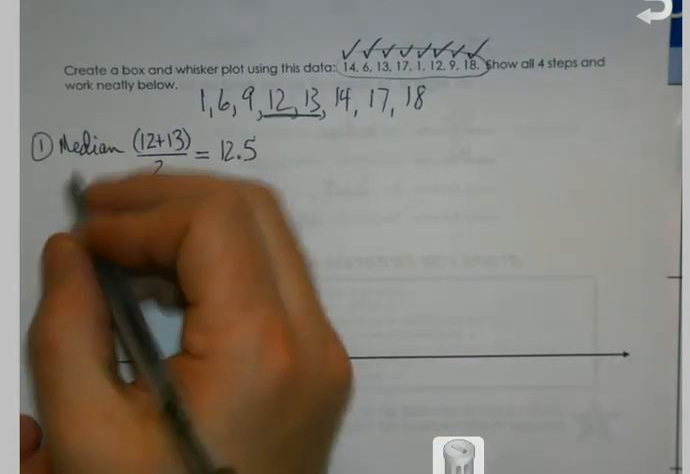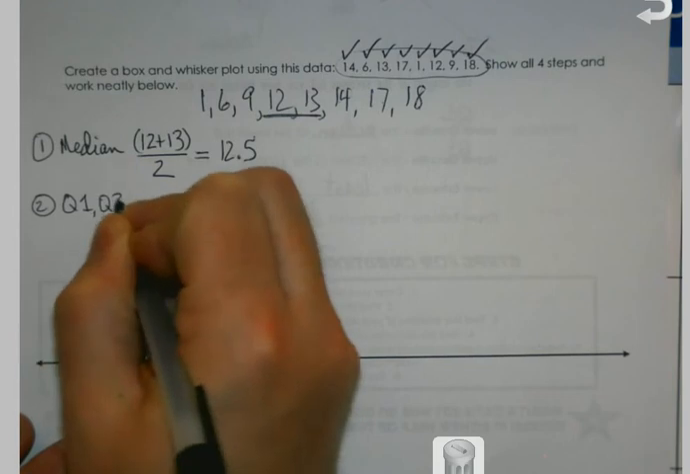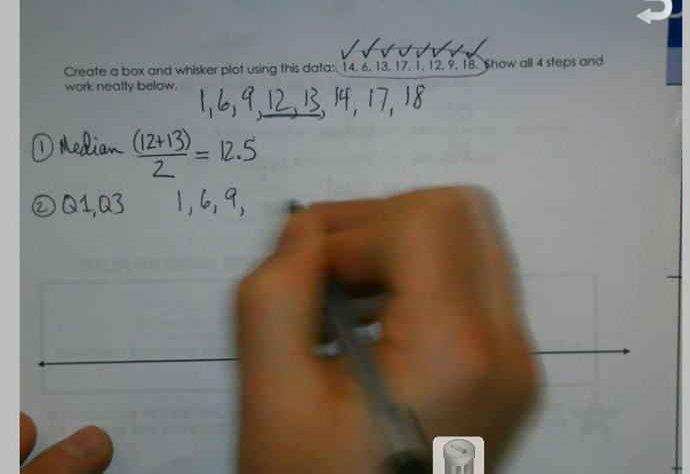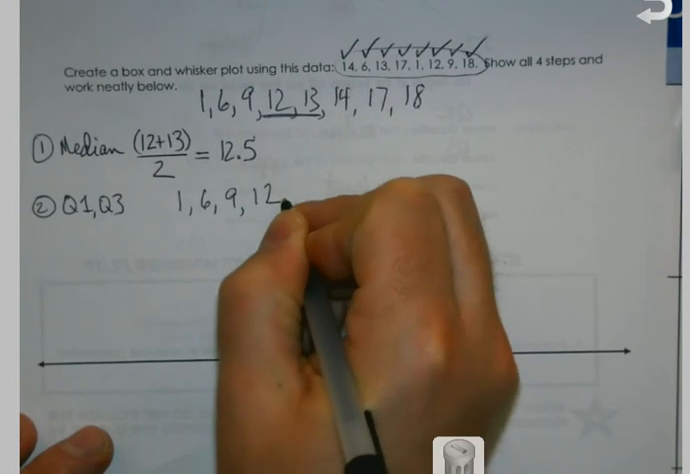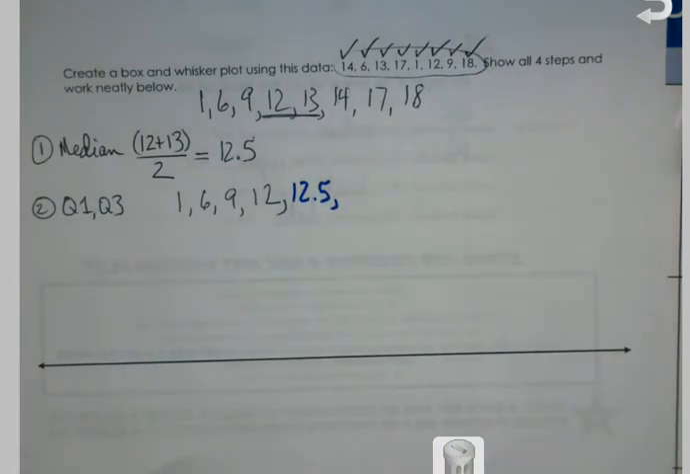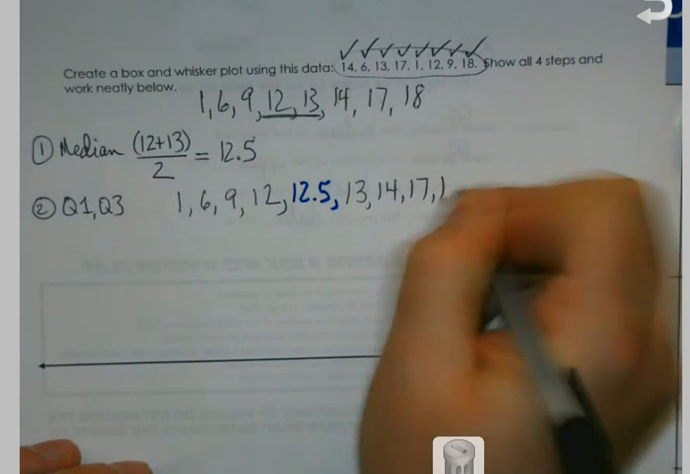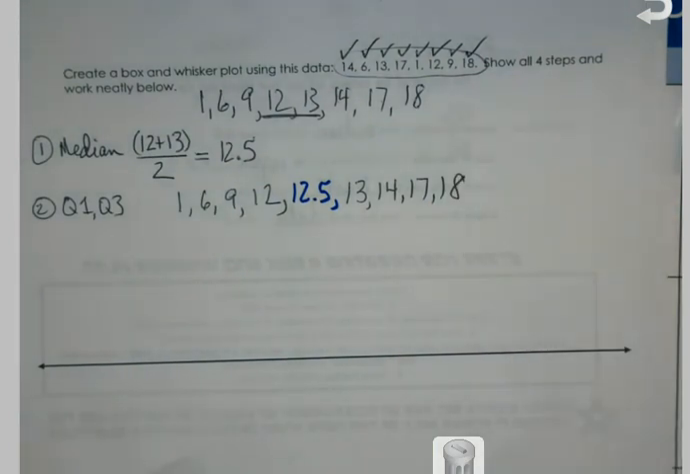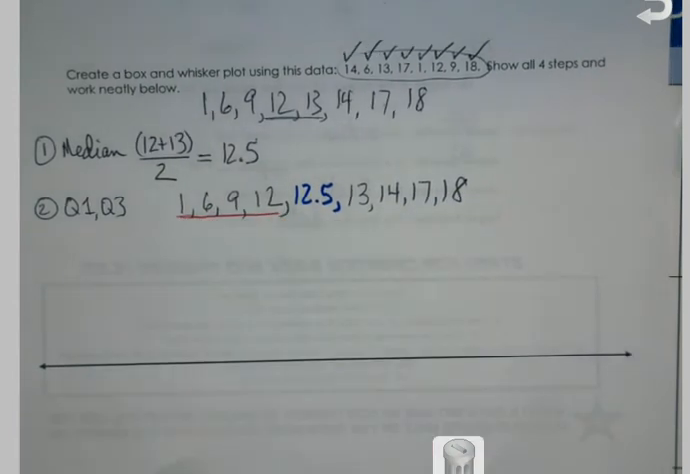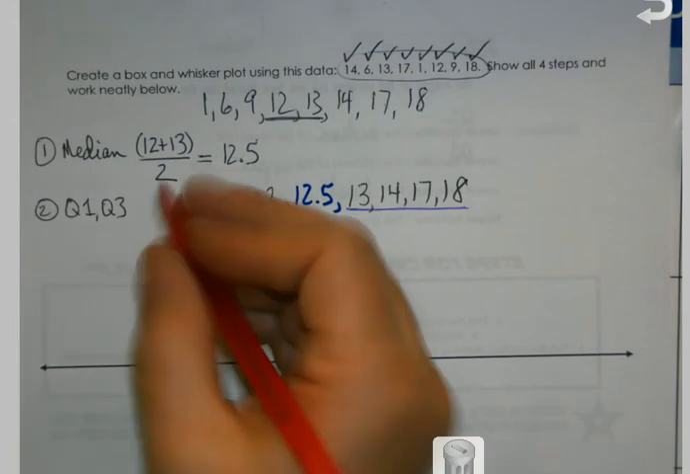Next, I got to find my quartiles. So I got to find my Q1 and my Q3. So I'm going to rewrite my list. But remember, after the 12, we're going to stick our median in the middle. It's a new number. And this only happens if I have two numbers in the middle. Because by doing this, now I've got half my values for my Q1, half of them to find my Q3.